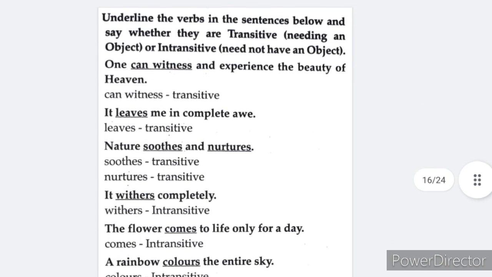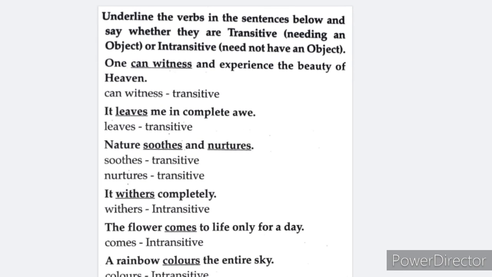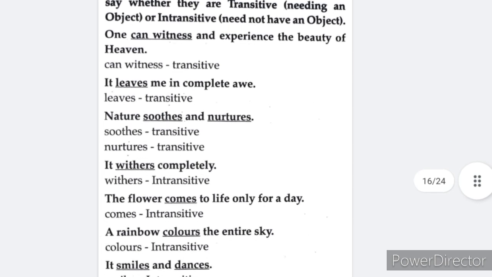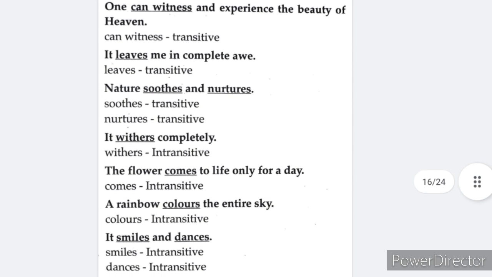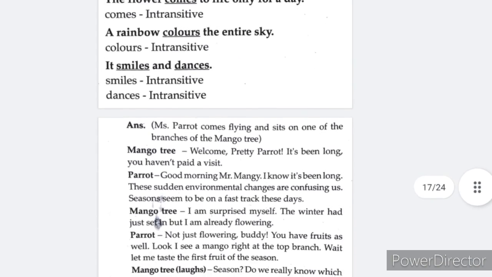Then underline the verbs in the sentences below and say whether they are transitive, needing an object, or intransitive, not having an object. Witness, transitive. Leaves, transitive. Soothes, transitive. Nurtures, transitive. Withers, intransitive. Comes, intransitive. Colors, intransitive. Smiles, intransitive. Dances, intransitive.